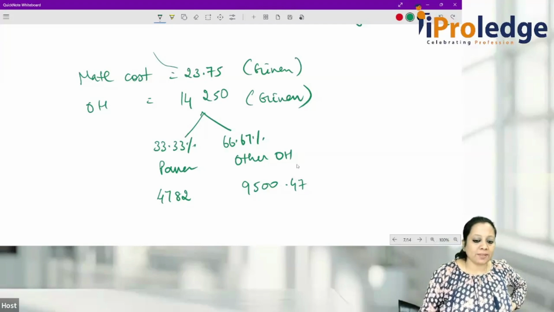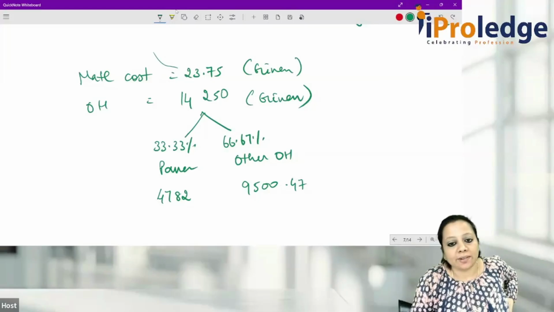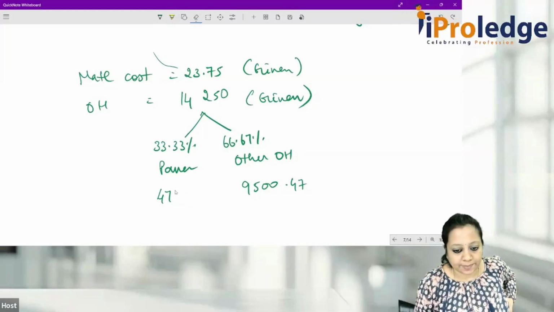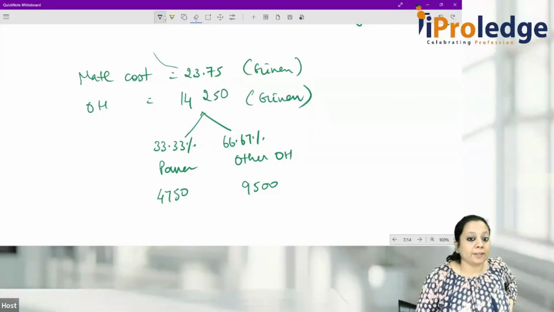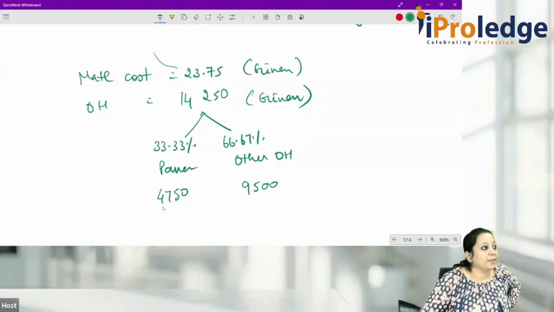Can we take this as 4,750? Instead of dividing it by 3, if you take the decimals, you will get 4,749 point something. So I'm rounding it.